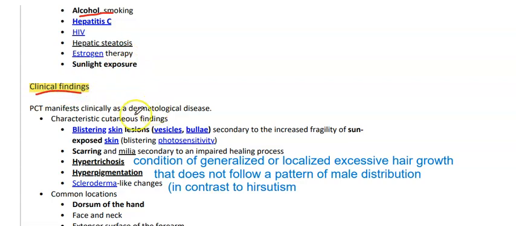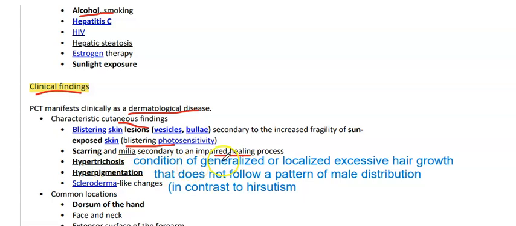What are the clinical findings? It's mainly a dermatologic disease. Characteristic cutaneous findings are blistering skin lesions, vesicles, and bullae secondary to increased fragility of sun-exposed skin. This is known as blistering photosensitivity. Scarring and milia occur secondary to an impaired healing process.